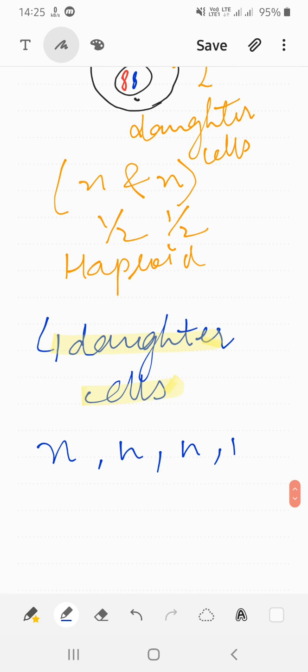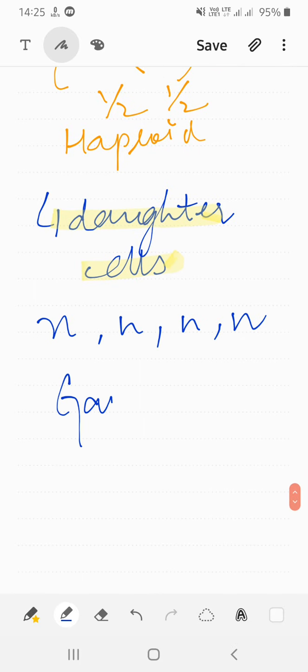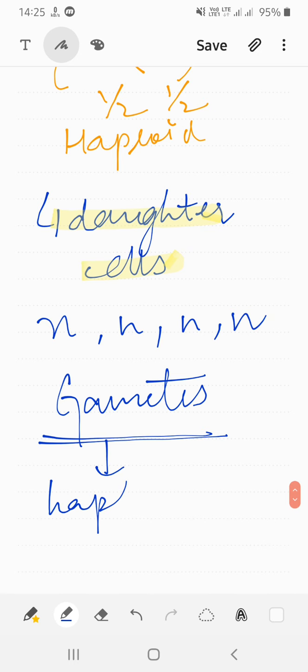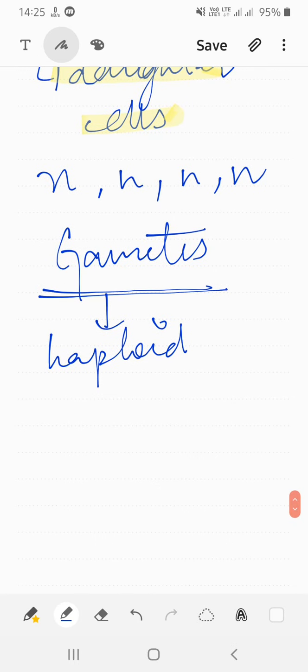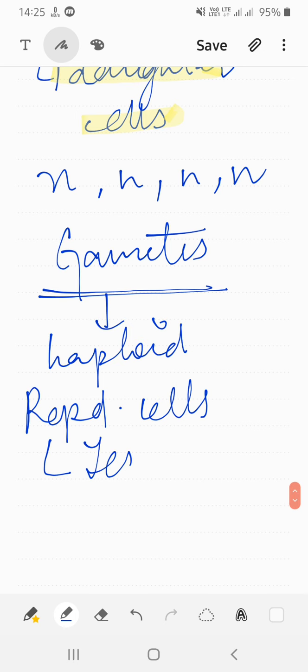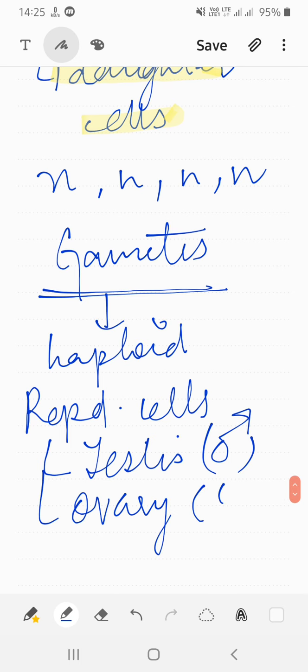And what is the main significance of meiosis? That is the formation of gametes, which are always in the haploid form. It takes place in the reproductive cells, for example in the testes and ovaries of male and female human beings. So gamete formation takes place by the process of meiosis 1 and meiosis 2, and by the end of meiosis we get 4 haploid daughter cells, that is gametes.